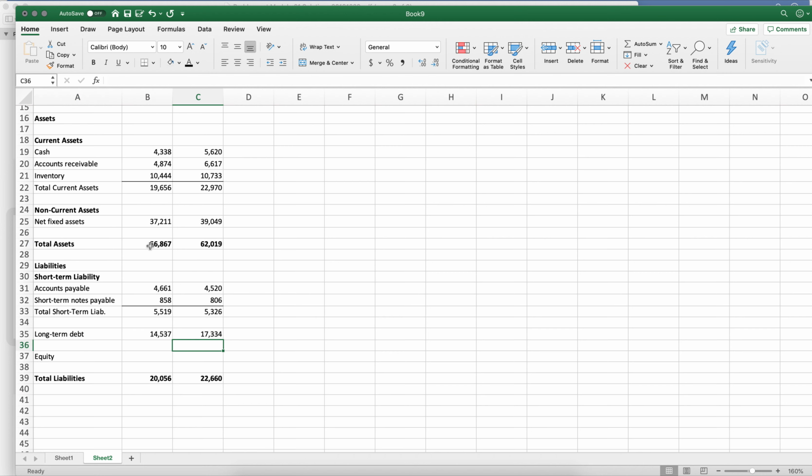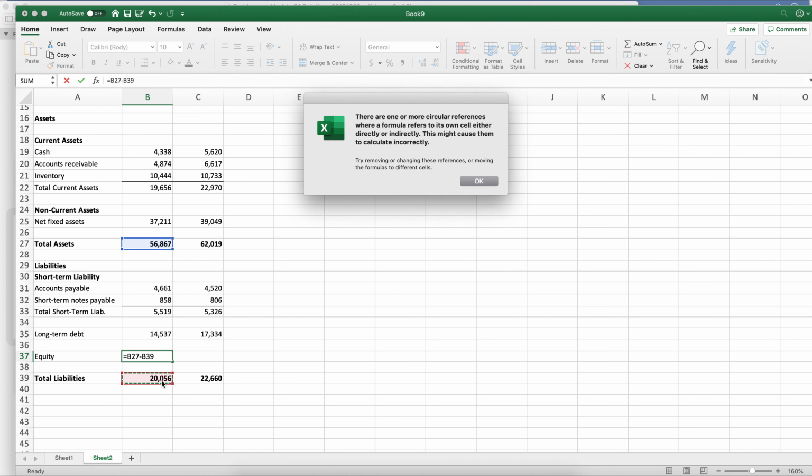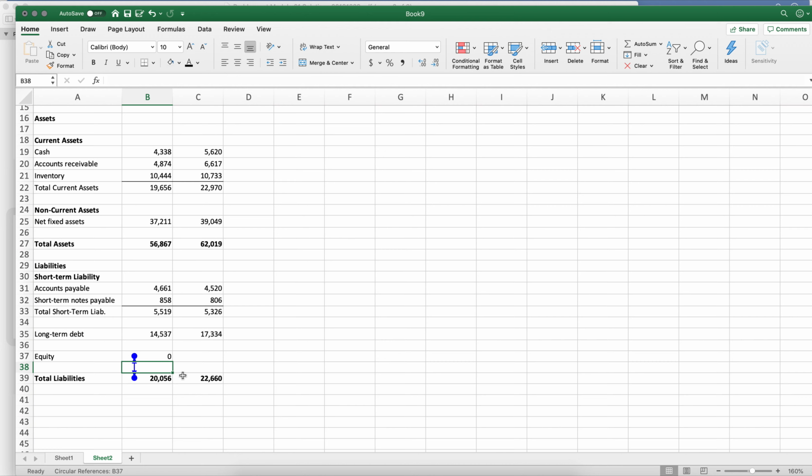All right, total assets are $56,000. Total liabilities only add up to $20,000. So the difference is going to be 56 minus 20. Oh, it's a circular reference. I got it. Let's delete that and delete that and start over.